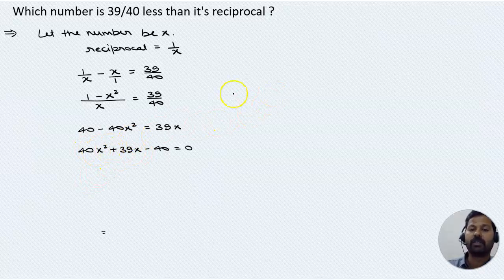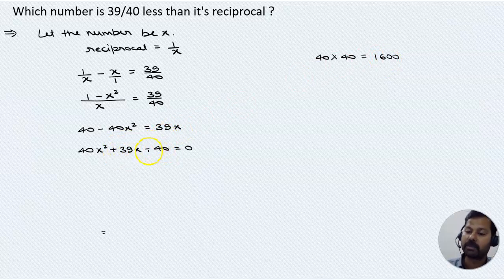So for solving, we'll look into the coefficient of x square term, which is 40 here. We'll look into the constant term. Here it is also 40. So we'll multiply these two values. 40 into 40 is 1600. Now we have to break 1600 as a product of two numbers such that their difference should be 39.